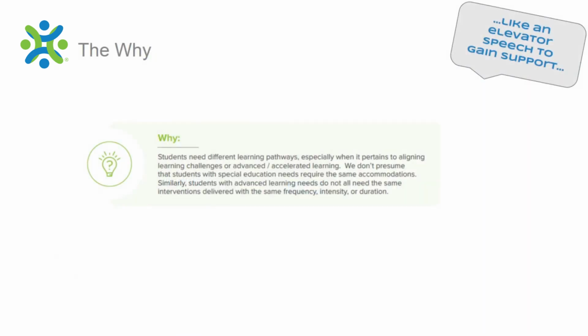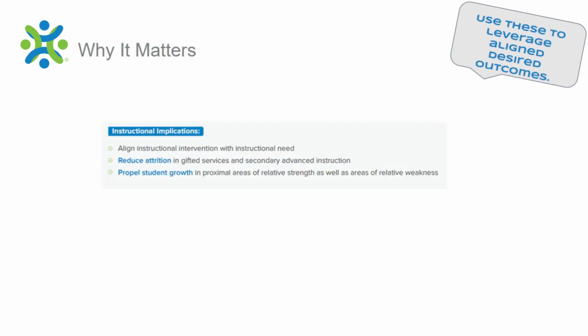Why do we need to discuss multiple pathways of identification and differentiated services? Not all students are the same, but many gifted services are provided in a one-size-fits-all model. We would not presume that same sort of model for other students with special student services needs. The instructional implications include aligning the instructional intervention with instructional need, reducing attrition in gifted services, and propelling student growth.